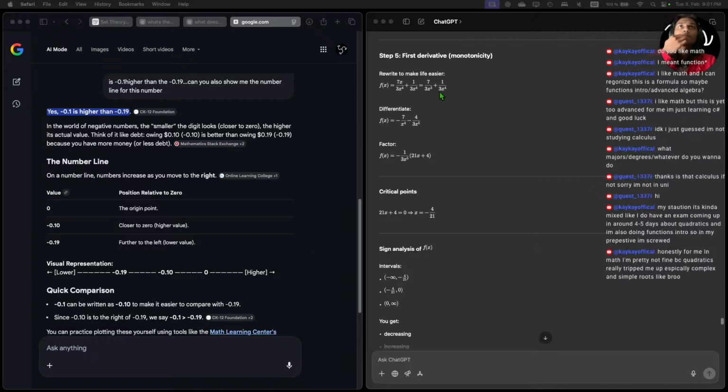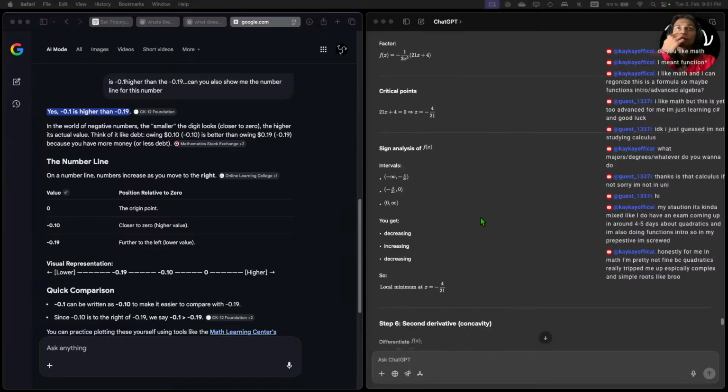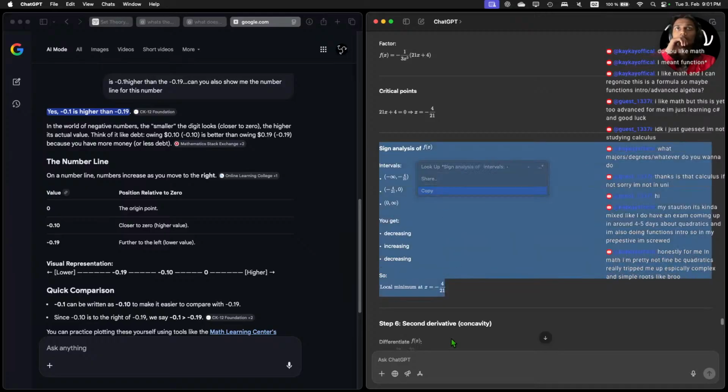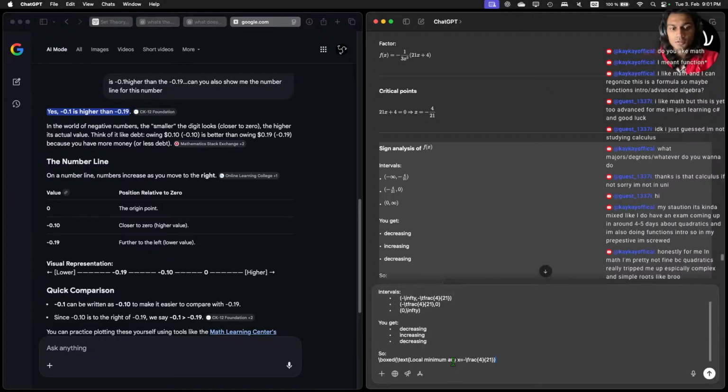I should have done this. Okay. Wait, here it's... You know what? Right now I'm gonna trust this. So local minimum at x equals -4 to 1. Wait, okay, I need explanation on this part.